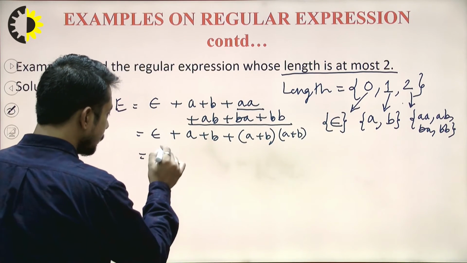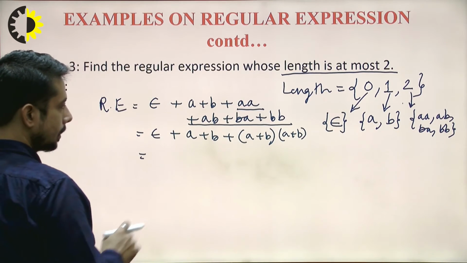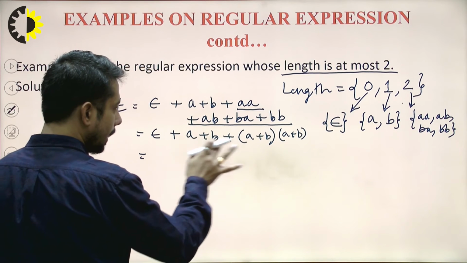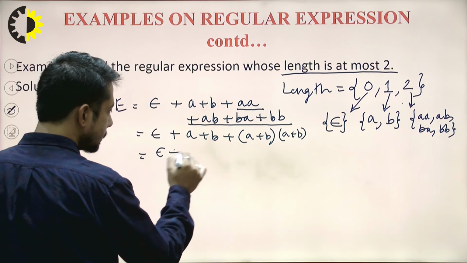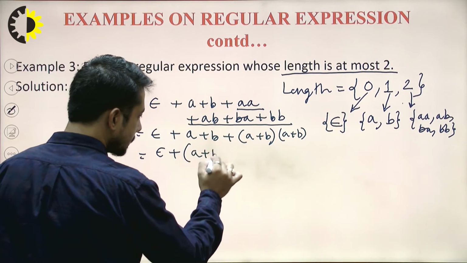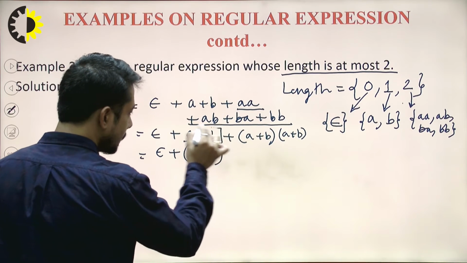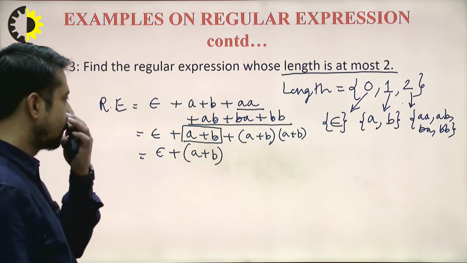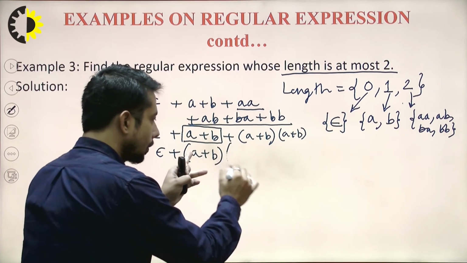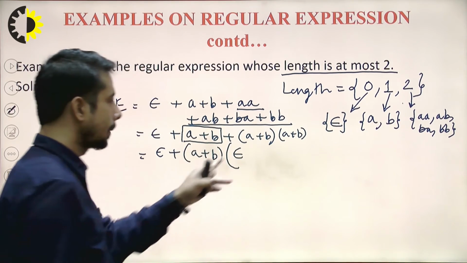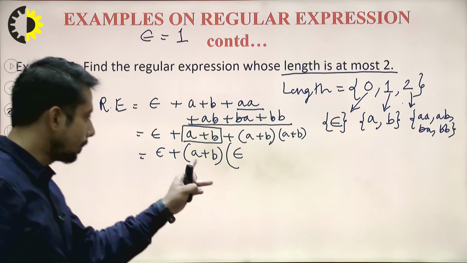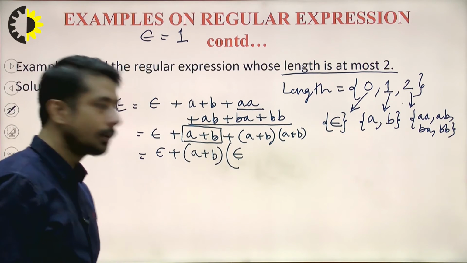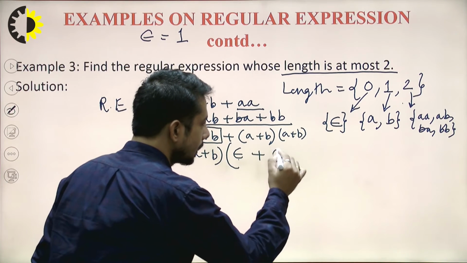Now what I can do, I can take some common. If I take epsilon plus A plus B as common, this entirely as a common, then what will it be? A plus B overall into epsilon. Epsilon stands for 1. So A plus B into 1 means A plus B only. Plus A plus B.